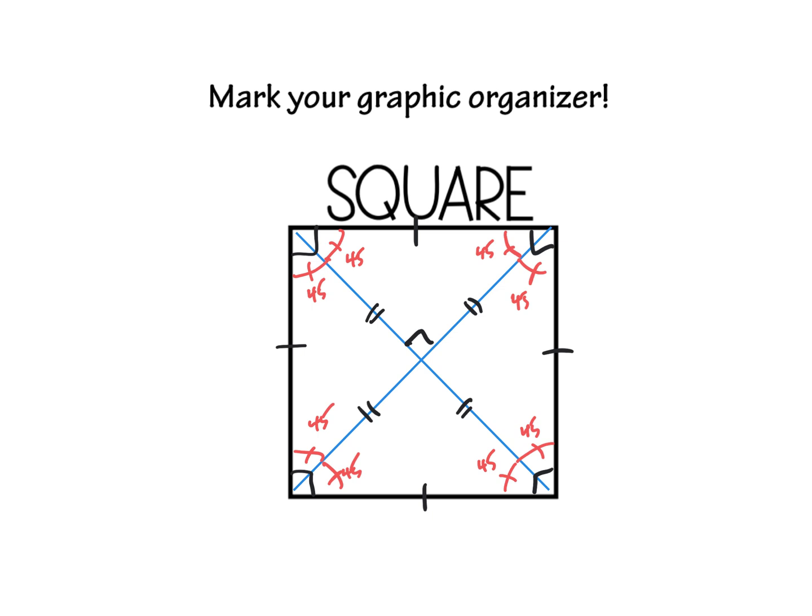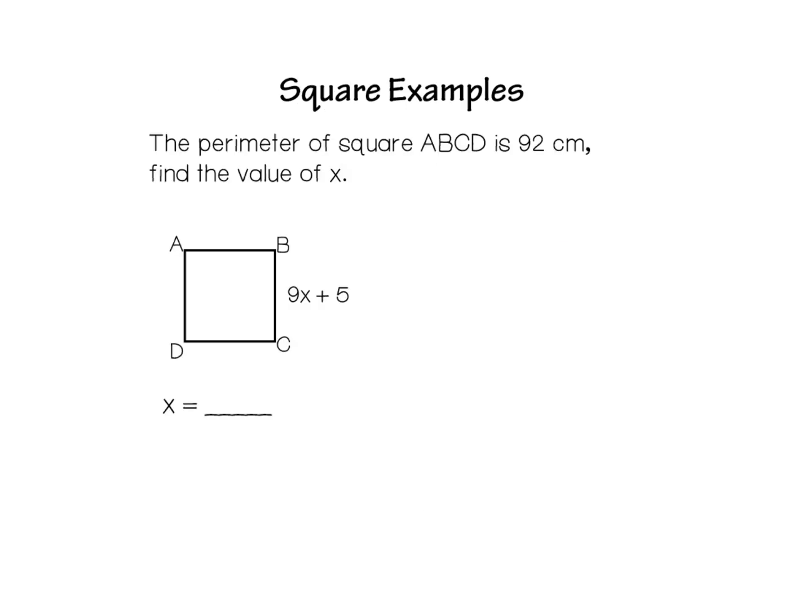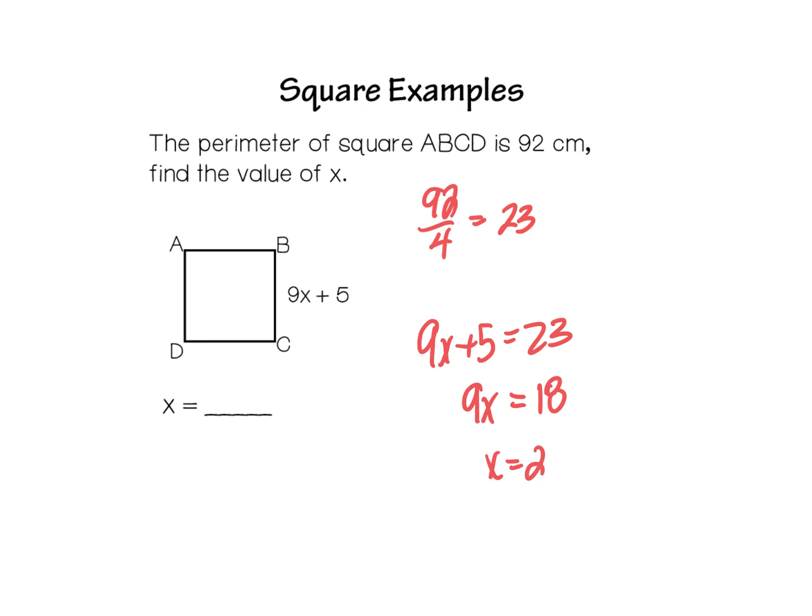All right, so last set of problems. Take a look at these and then start the video again. Okay, for this problem, it says the perimeter of the square is 92 centimeters. Find the value of x. So if the perimeter is 92 centimeters, that means each side is congruent. So 92 divided by 4 gives me 23. That means that 9x plus 5 has to equal 23. So subtract 5 from both sides, I get 18. Divide by 9, I get x equals 2.